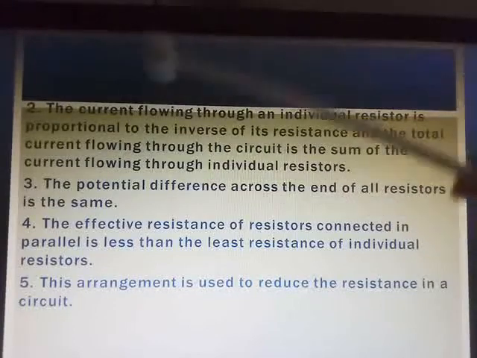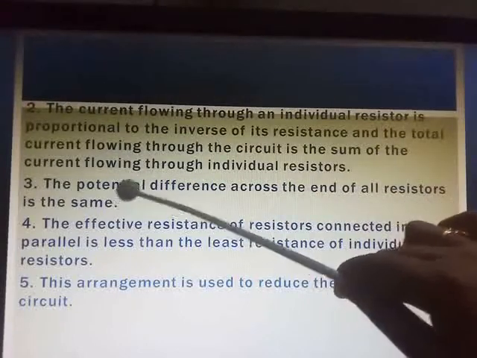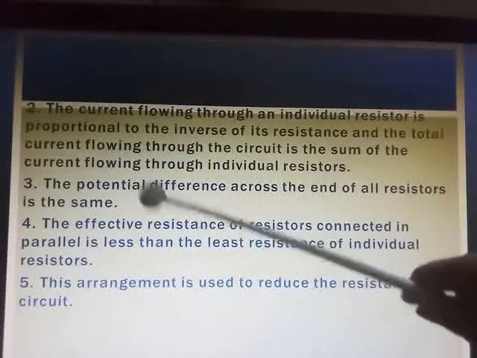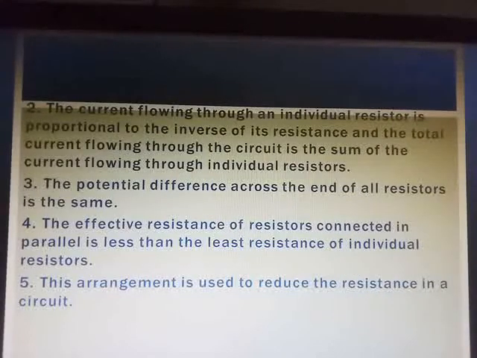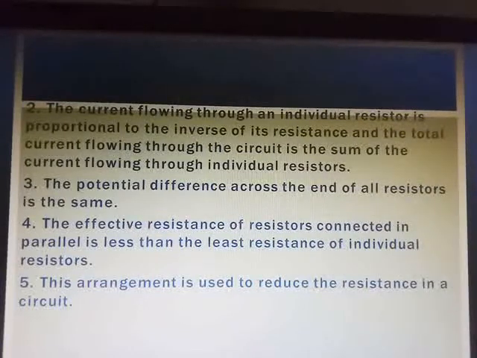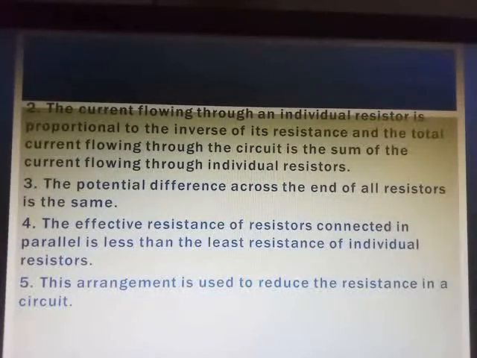As I have told you, for series combination, potential difference was different, current was same. Here, potential difference across the ends of all resistors is same, and current is the total of currents flowing through each resistor. The effective resistance here will be less. There I had given an example of chocolates. But here the effective resistance of the resistors connected in parallel is less than the least resistance of individual resistors.